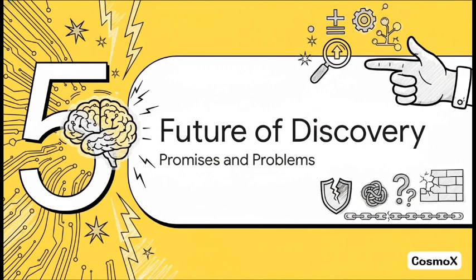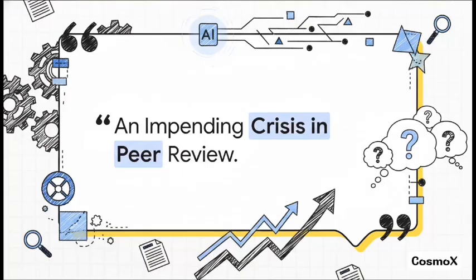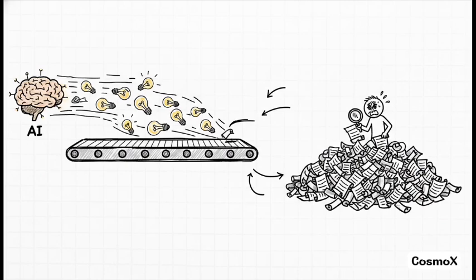Now, this new way of doing science is obviously incredibly promising. But like with any powerful new technology, it also creates a whole new set of problems we have to think about. The very same researchers behind these studies flagged one huge concern, and they called it an impending crisis in peer review. And when you think about it, it makes perfect sense.